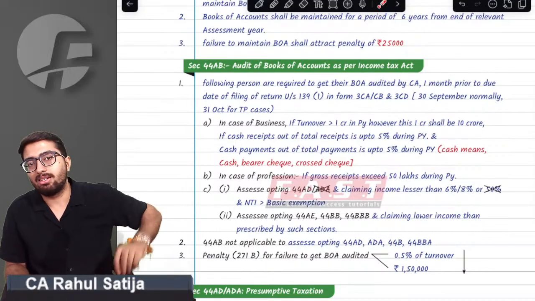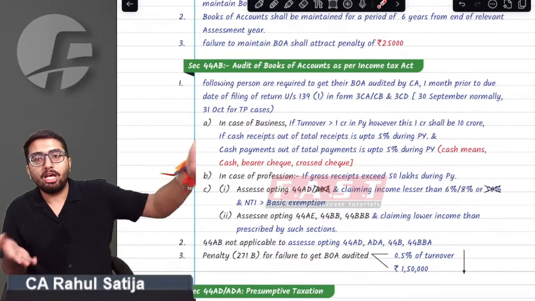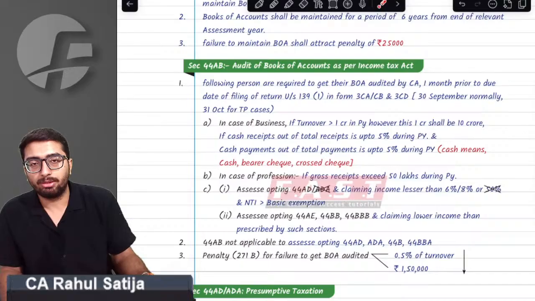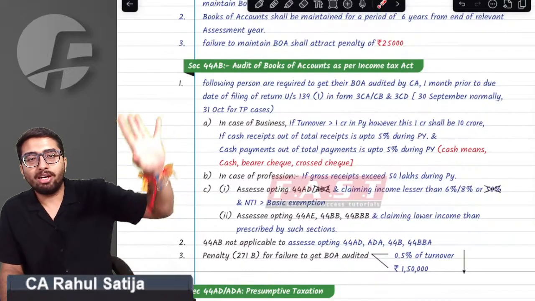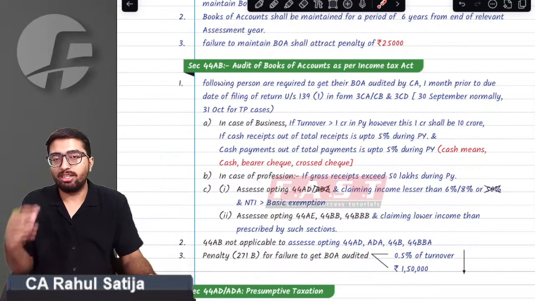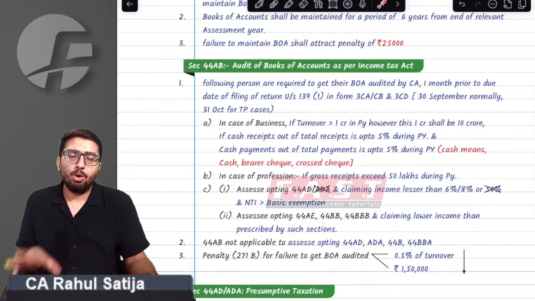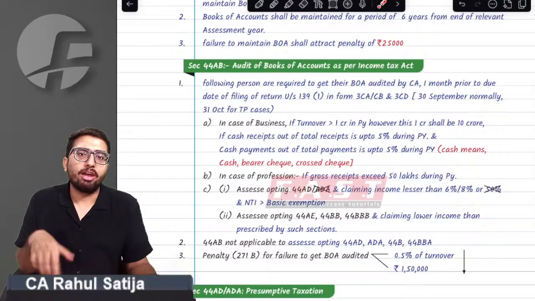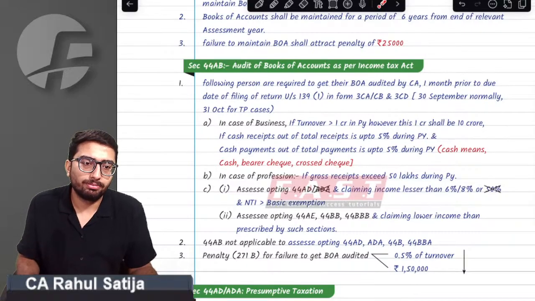Normally, for an audit assessee, the due date of ROI is 31st October. You have to get your books of accounts audited up to 30th September. Or if your case falls under transfer pricing, then your due date of ROI is 30th November. You have to get your books of accounts audited 1 month prior, that is up to 31st October. For audit, you have to go to a chartered accountant.